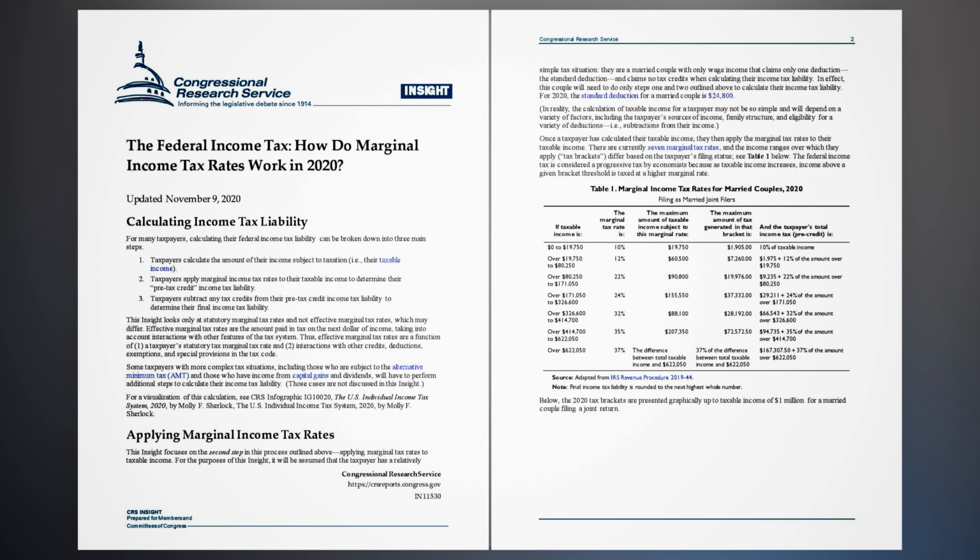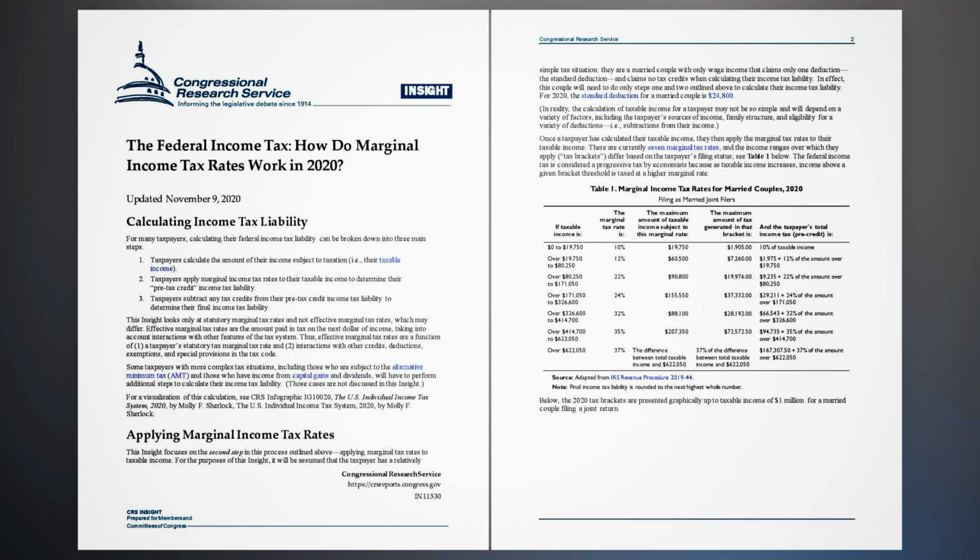Some taxpayers with more complex tax situations, including those who are subject to the Alternative Minimum Tax (AMT), and those who have income from capital gains and dividends, will have to perform additional steps to calculate their income tax liability. Those cases are not discussed in this insight. For a visualization of this calculation, see CRS Infographic IG10020, The U.S. Individual Income Tax System, 2020, by Molly F. Sherlock.